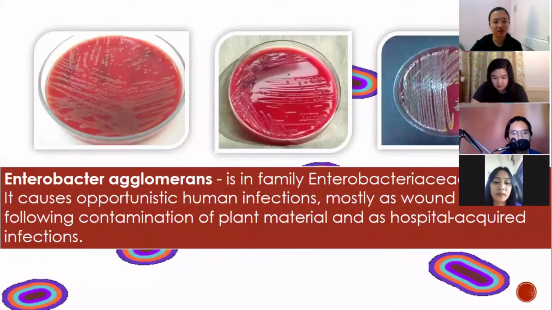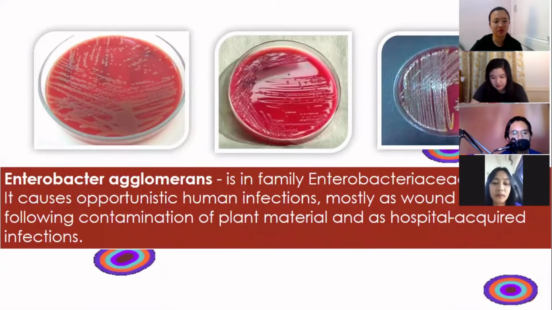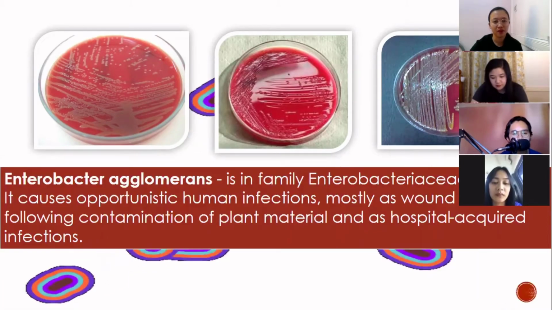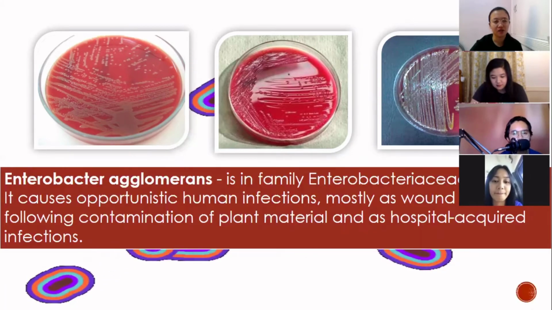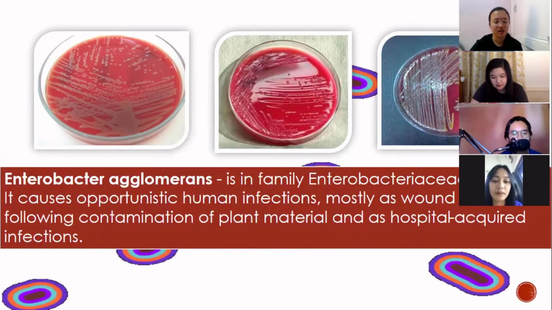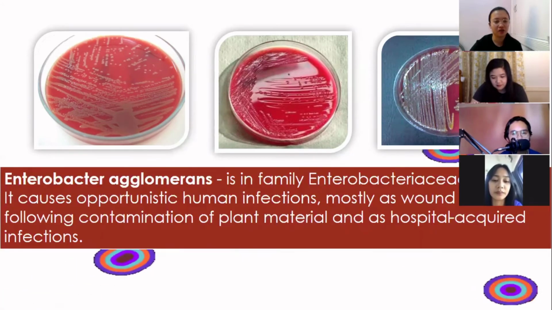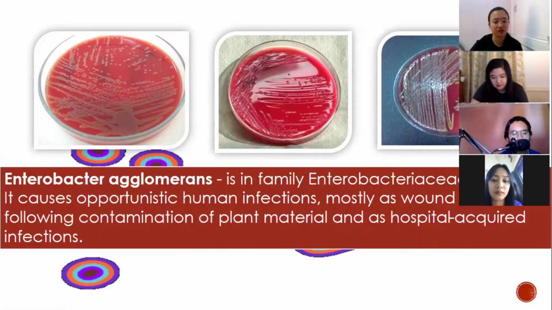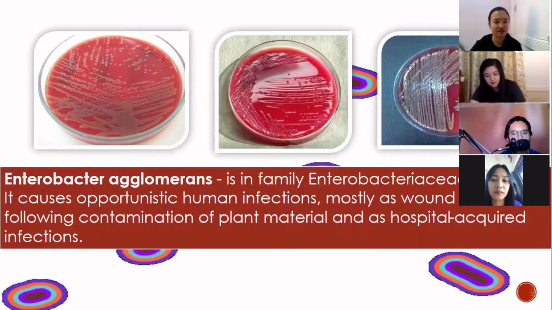Enterobacter agglomerans is in the family Enterobacteriaceae. It causes opportunistic human infections, mostly as wound infection following contamination with plant material and as hospital-acquired infections. The new name of Enterobacter agglomerans is Pantoea agglomerans. So Enterobacter agglomerans is formerly known as Pantoea agglomerans.